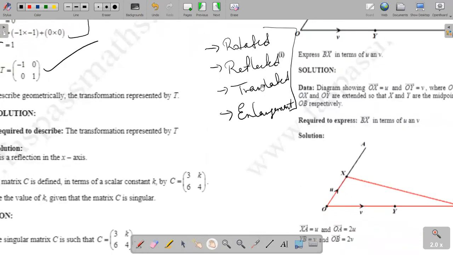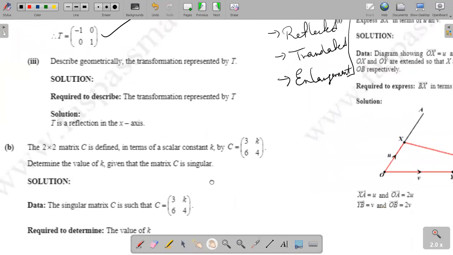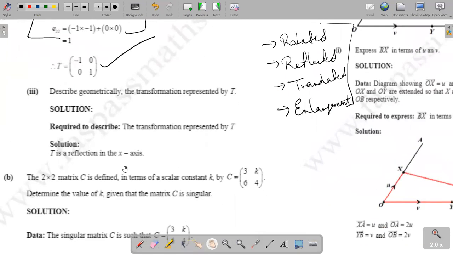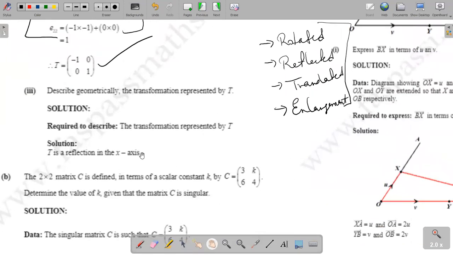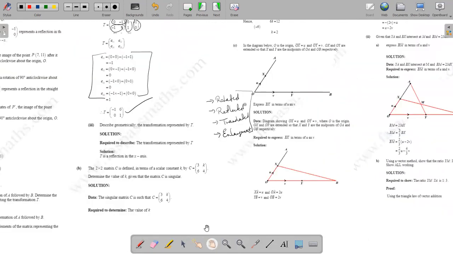All I want to know is, when you do all those things, what happened to the shape? Did it rotate, reflect, translate, enlarge? So we're just going to read it here. It says T is a reflection in the y-axis. Because this is what this transformation means. It's a reflection in the x-axis, sorry, not the y. Apologies. All right, so that's it for that part.